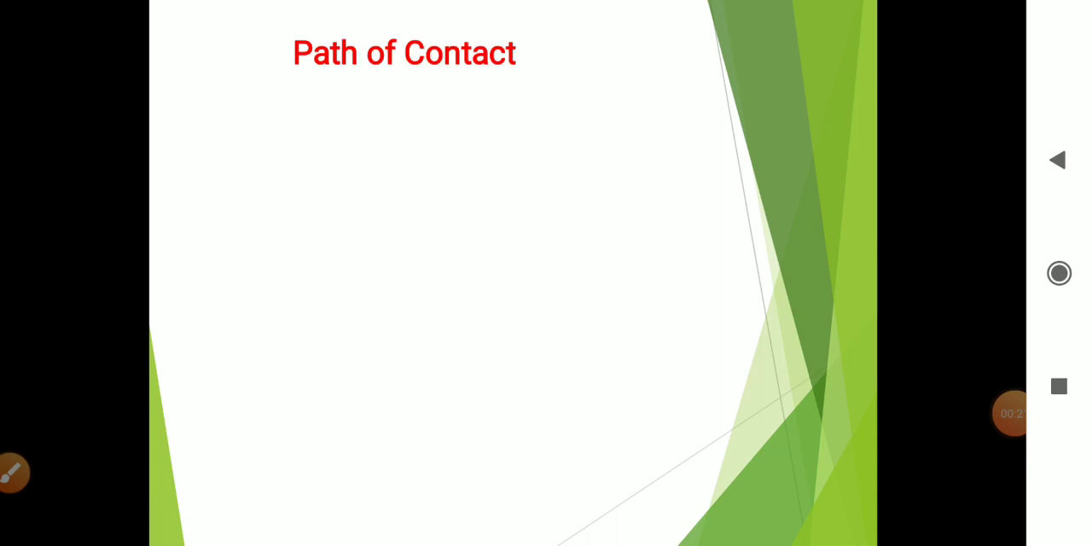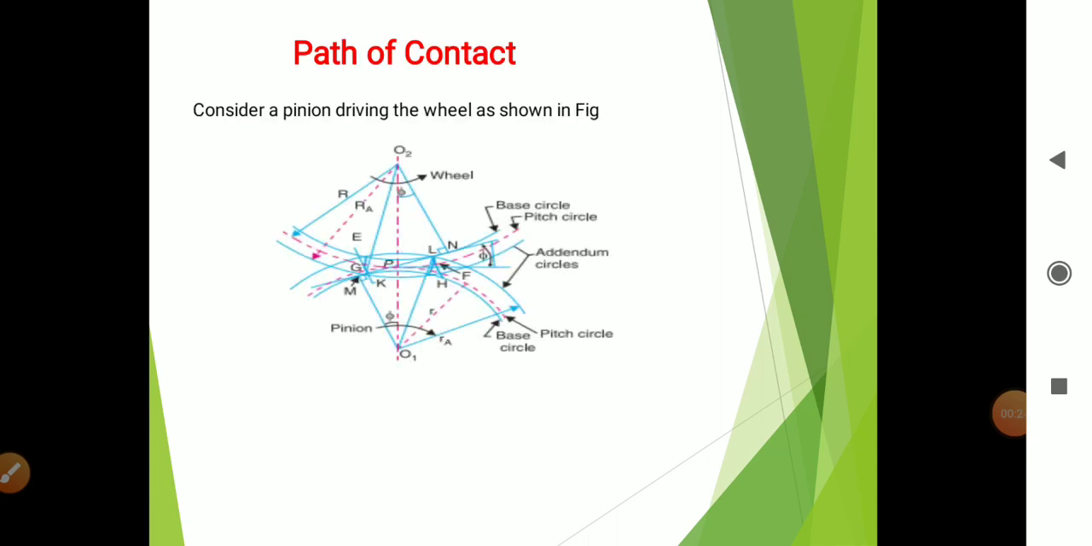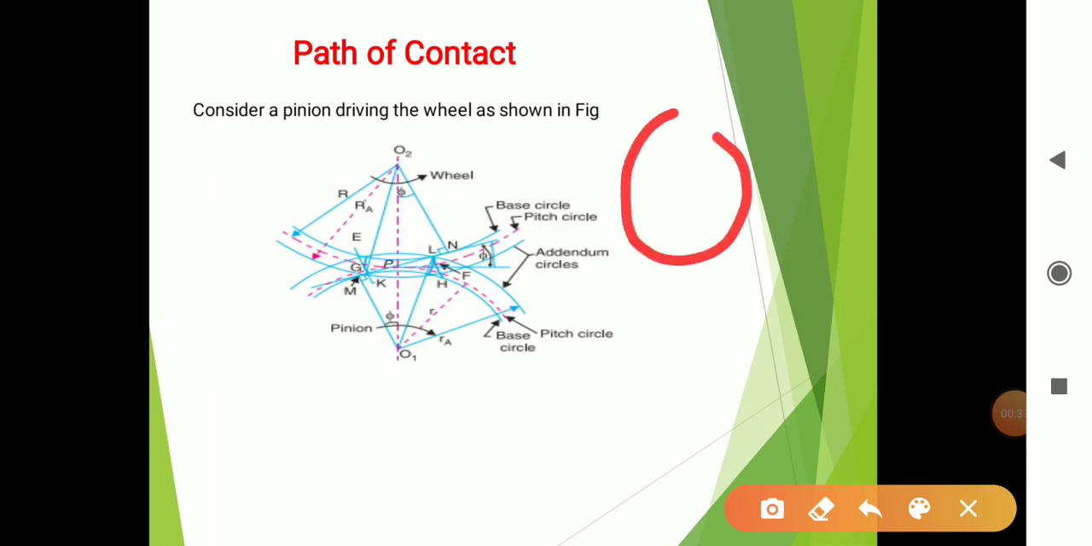So see here, this is a diagram. In this diagram, O1 is the center of the pinion, and O2 is the center of the wheel. These are the two gears meshing with each other. Suppose this larger gear is known as the wheel, and this smaller gear is known as the pinion. Both are in contact with each other, meshing with each other. So we are going to find out the path of contact.